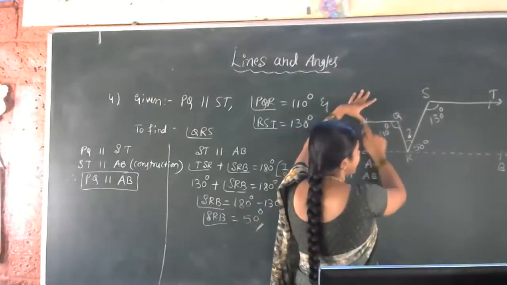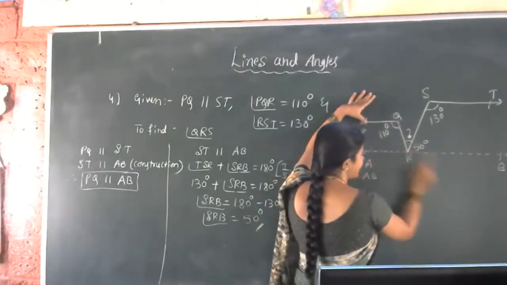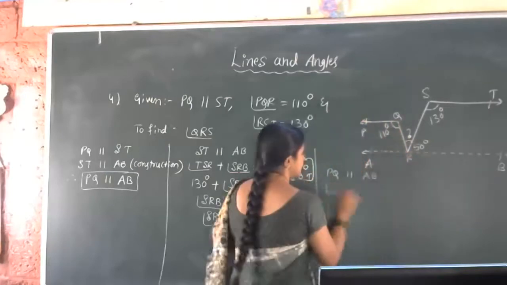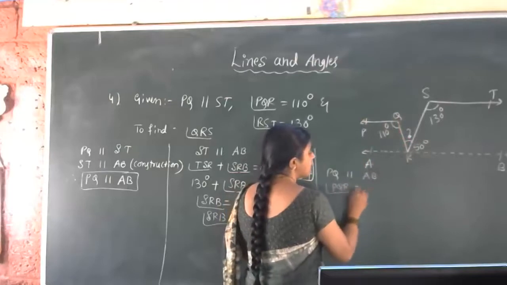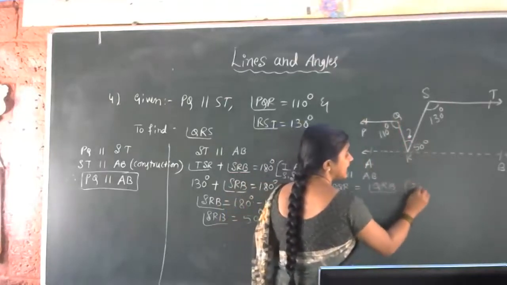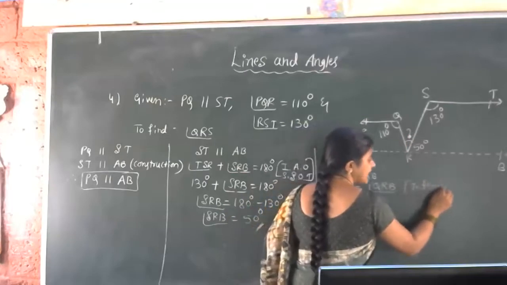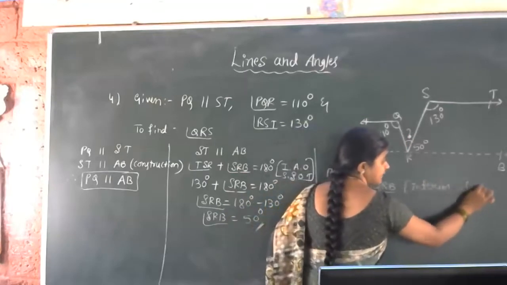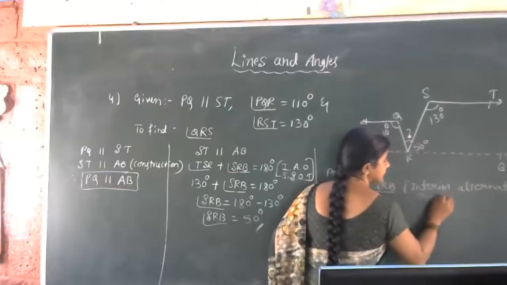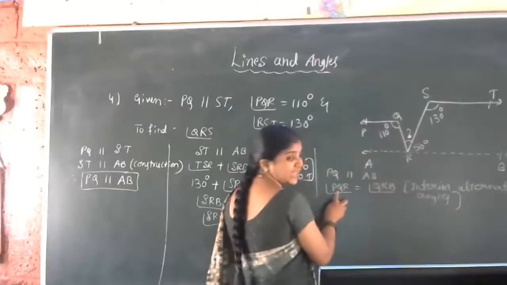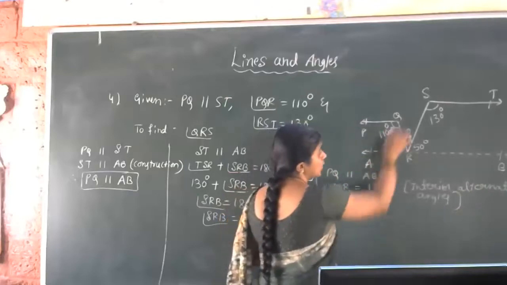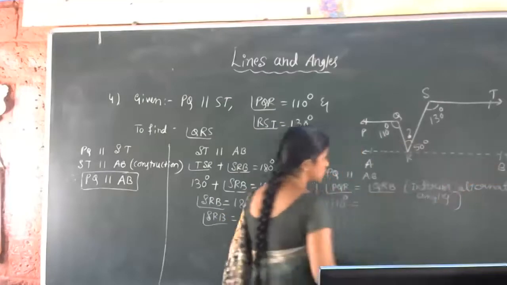So then can we use the Z-shape angles, interior alternate angles? Angle PQR is equal to angle QRB. Yes, angle PQR is equal to angle QRB, interior alternate angles. Now just observe, PQR, how much? 110 degrees, which is equal to QRB, also 110.